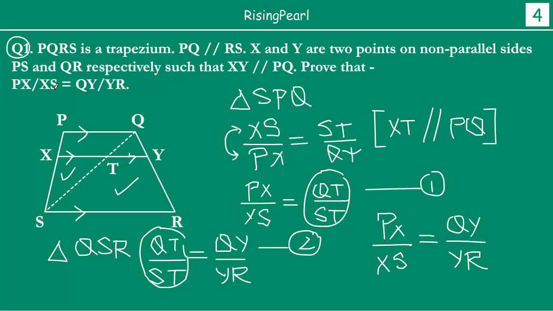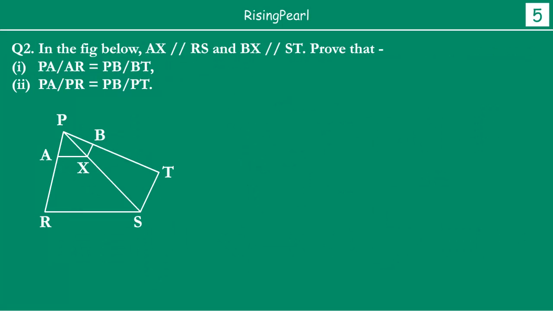So we have PX divided by XS equal to QY divided by YR, which is what we need to prove. So friends, here we have actually solved the question. Just to quickly recap, we looked at which lines are parallel and what the triangles are, and because we are interested in this ratio first, we expressed this ratio as equal to an intermediate ratio, and then in this other triangle we proved that this ratio is equal to the other ratio. So from equation 1 and equation 2, these two ratios are equal. You will see this approach as a general theme for most of these questions.